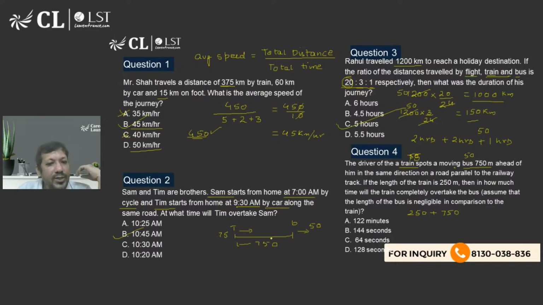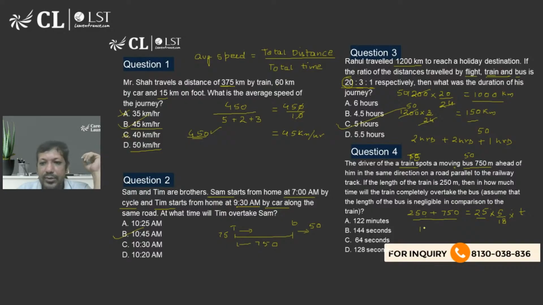So how much gap is the train going to cover in 1 hour, or what is the relative speed? That's going to be 25. But the distance is given in meters and the speed is given in kilometers per hour. So I'm going to multiply it by 5 by 18, into the total time taken. So distance is equal to speed into time.